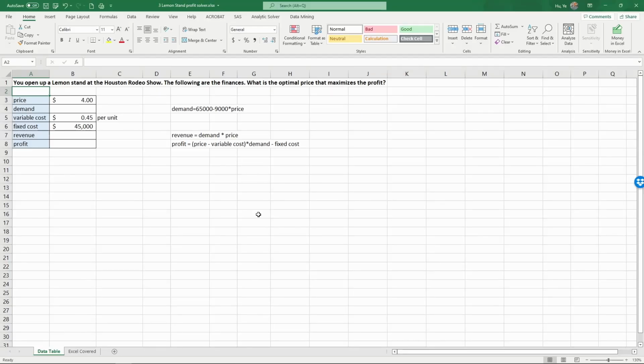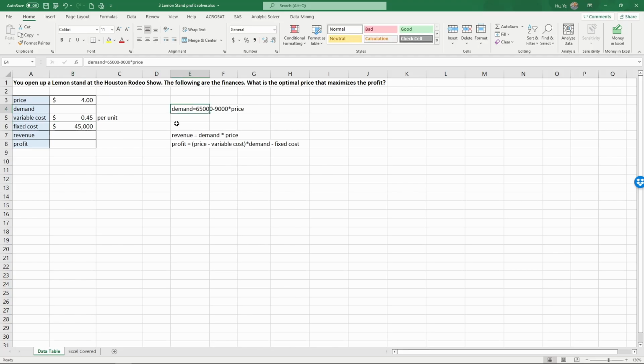In this video, we're going to demonstrate how to use Excel's solver to find the optimal price that maximizes the profit. Again, you open up a lemon stand at the Houston Rodeo Show, and following are the finances, the variable cost, the fixed cost. What is the optimal price that maximizes the profit?